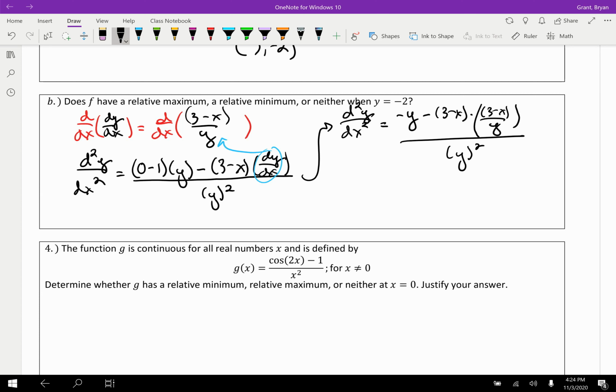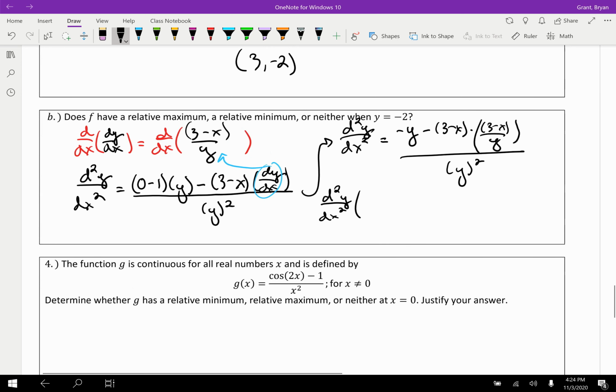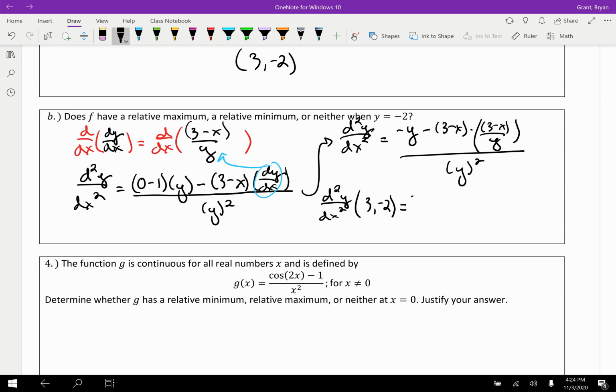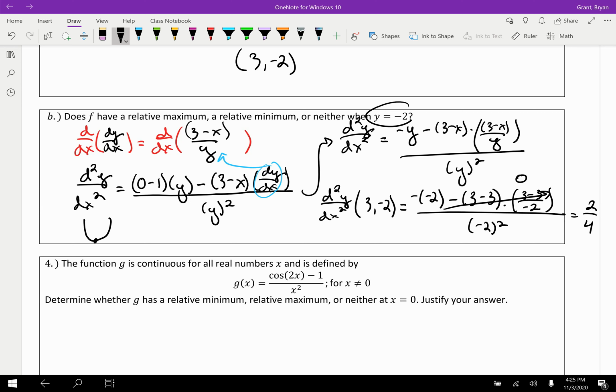So let's go ahead and actually use our second derivative to test our critical point. So the second derivative evaluated at our critical point, which we found up above, (3, -2), looks like this. It becomes negative 2 minus (3 minus x), that's 0, times (3 minus 3) divided by negative 2, that's also 0, over negative 2 squared. Well, this whole thing just becomes 0, so we are looking at positive 2 in the numerator and 4 in the denominator. I think they're both positive. That looks very positive to me, positive 1/2. So I think then we're dealing with a graph that is concave up, critical point, therefore this point is a relative min.